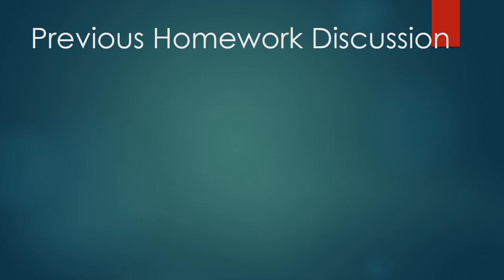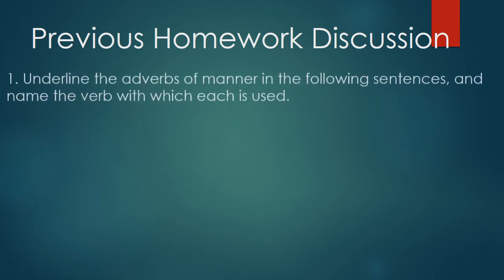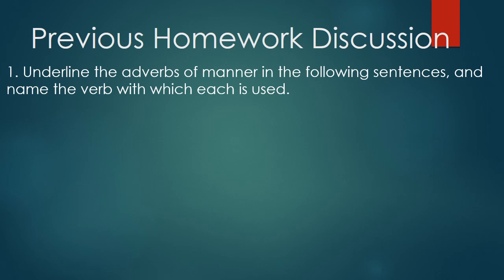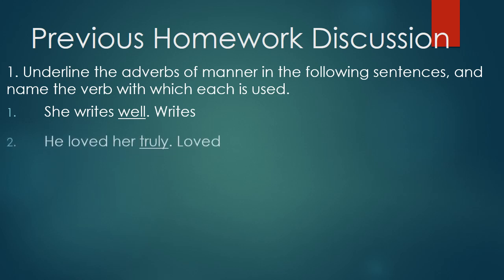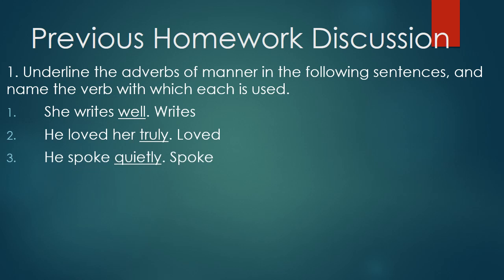Now, we shall discuss previous homework. Underline the adverbs of manner in the following sentences and name the verb with which each is used. She writes well. Well is adverb of manner and the verb is writes. He loved her truly. Truly, adverb of manner, loved, verb. He spoke quietly. Quietly, adverb of manner, spoke, verb.